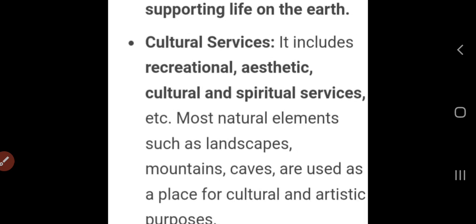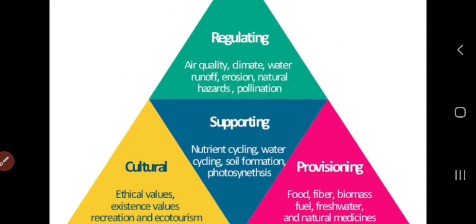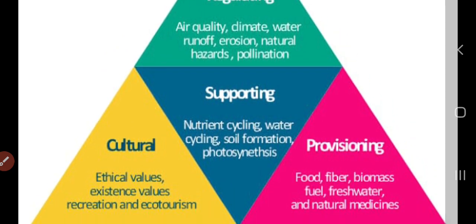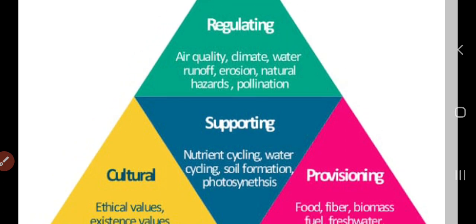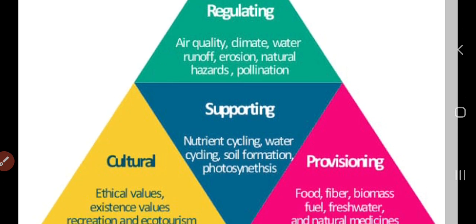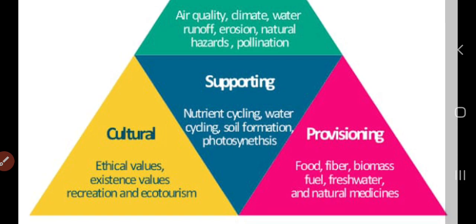Now let's see the diagram. In this diagram, regulating, supporting, cultural, and provisioning services are highlighted. Examples of regulating are air quality, climate, water, runoff, erosion, natural hazards, pollution. These services will come under regulating services. Supporting services include nutrient cycling, water cycling, soil formation, photosynthesis.